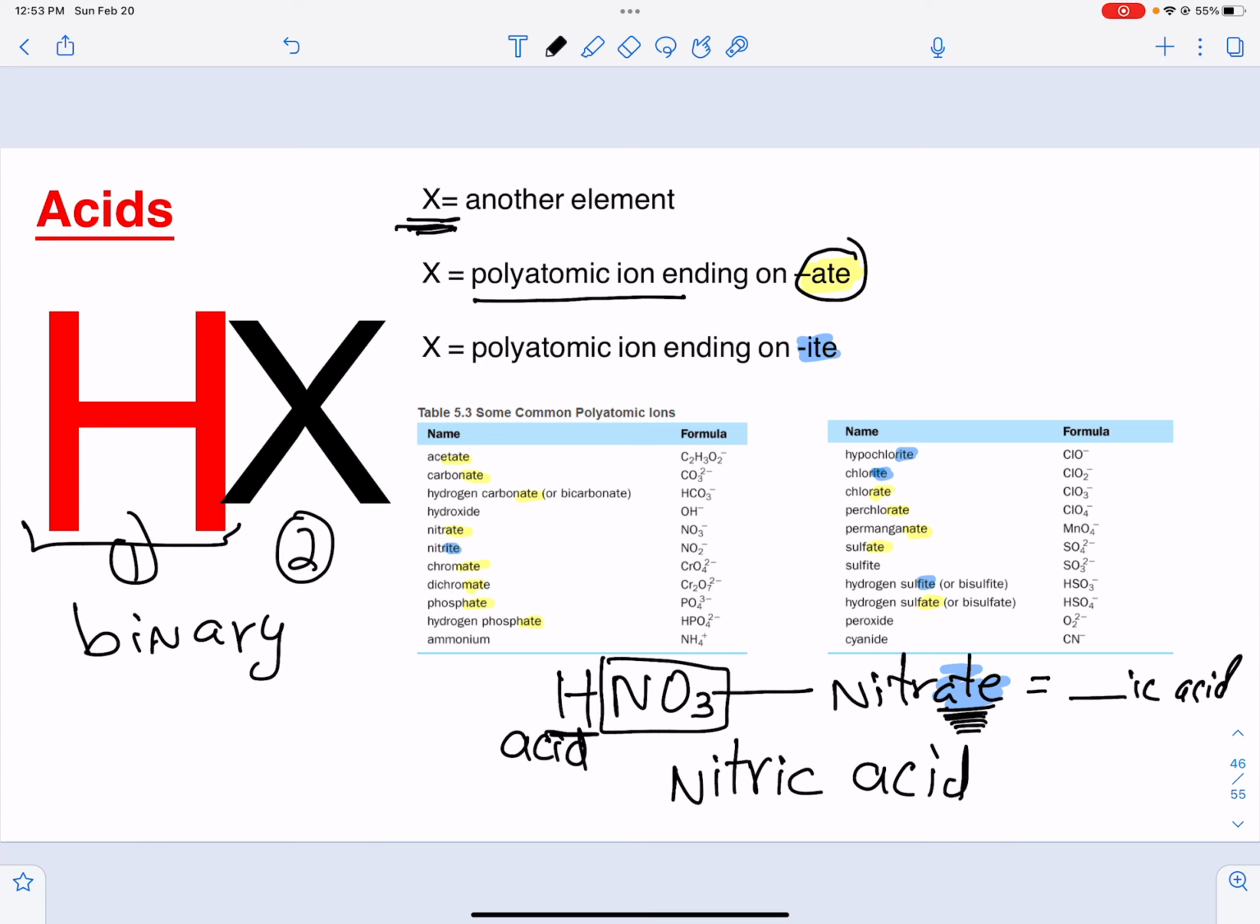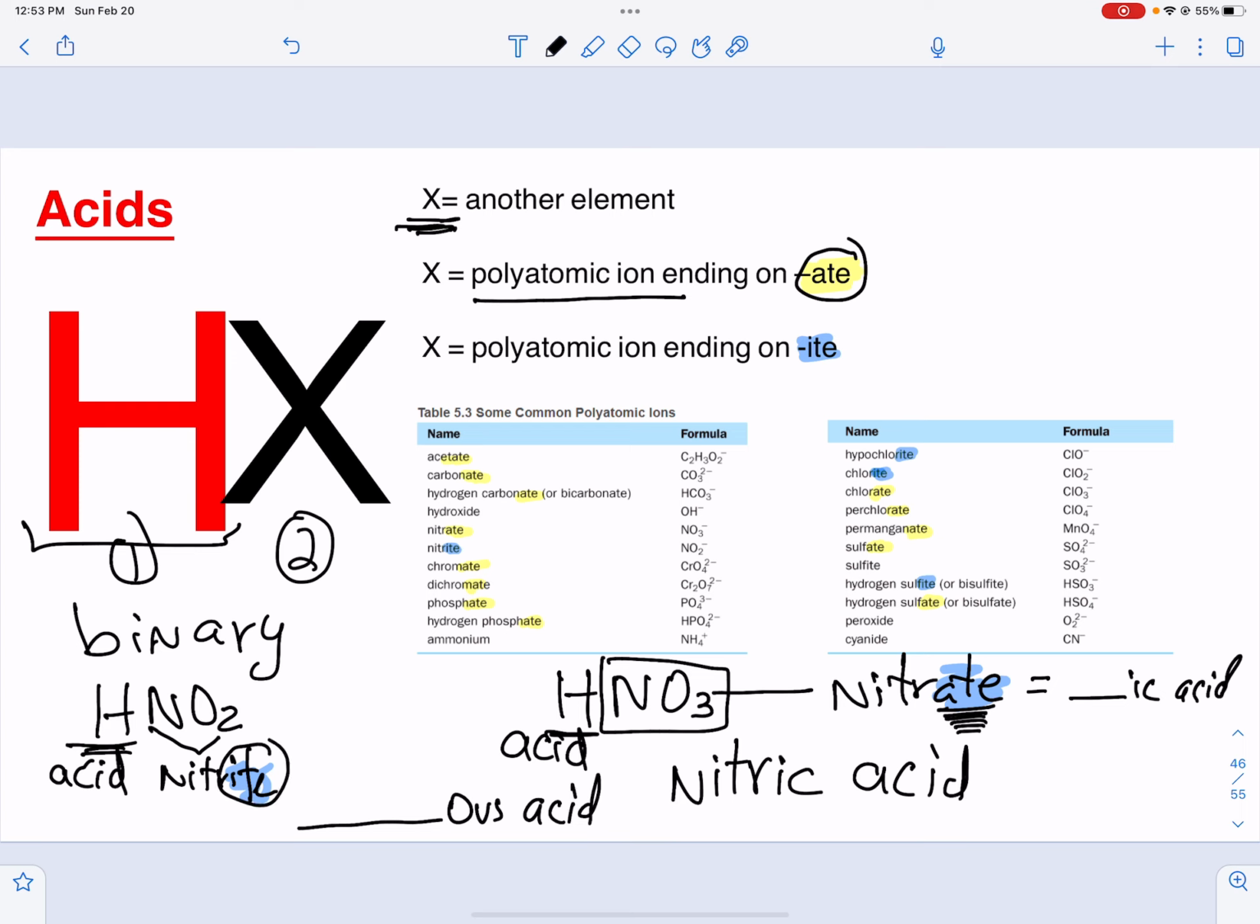If it was something like this, then you say it's an acid because it begins with hydrogen, but the name of this is nitrite, and that's from the table. So if it ends on "ite", you're going to have something that looks like this: ose acid.